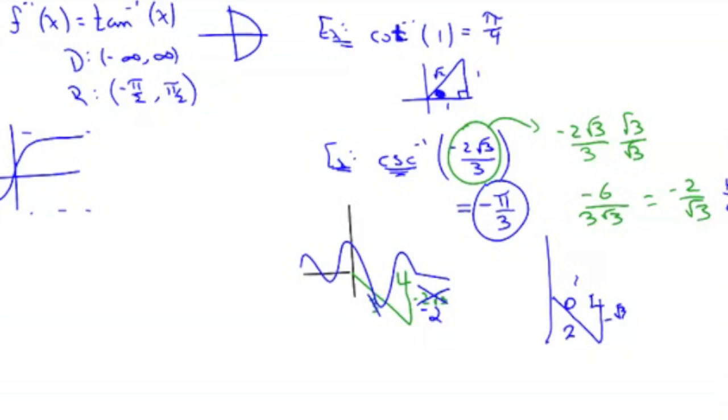All right. Secant inverse of negative square root of 2.